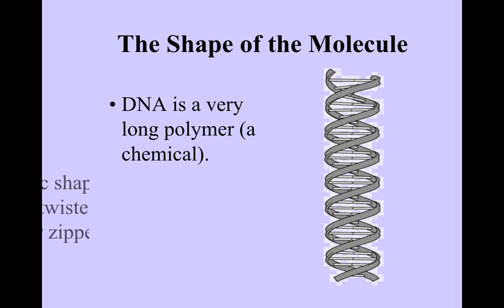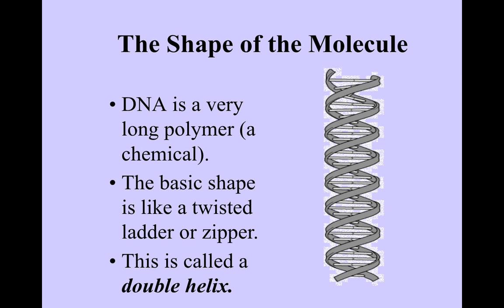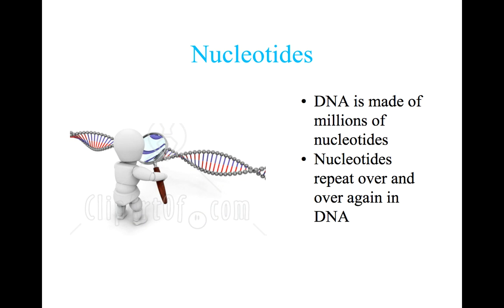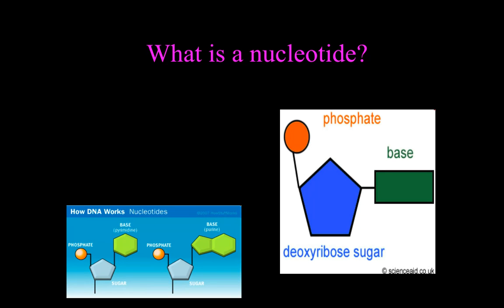All right, so the shape of the molecule, when you look at it from afar, looks like a twisted ladder or a twisted zipper. We call this shape the double helix. You've probably seen that shape all over. It's pretty iconic. The parts that DNA is made up of are called nucleotides. These are going to be the parts that are repeating over and over and over again in the DNA molecule.